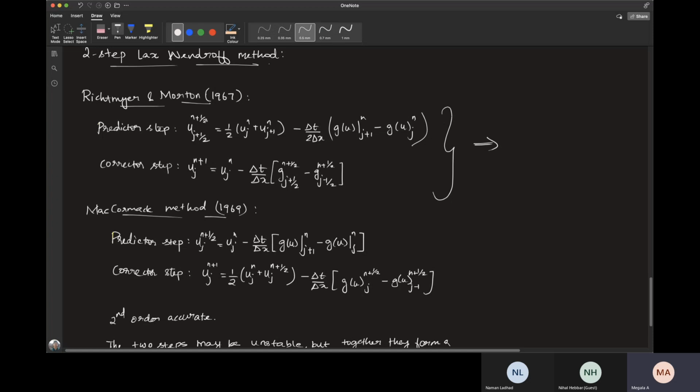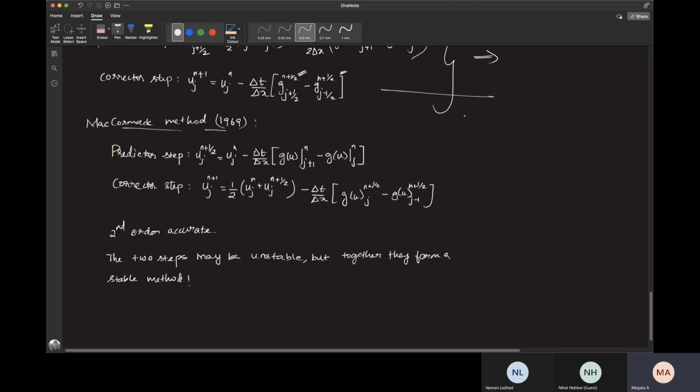You cannot just say that it's at time step n plus half. You're predicting the value for time step n plus 1 here, and then you're correcting it further in the next step. So here essentially you're not using this delta t by 2 time step, but when you go for predictor corrector methods, you're predicting your value at time step n plus 1 first and then correcting it later. This is known as the two-step Lax-Wendroff method.